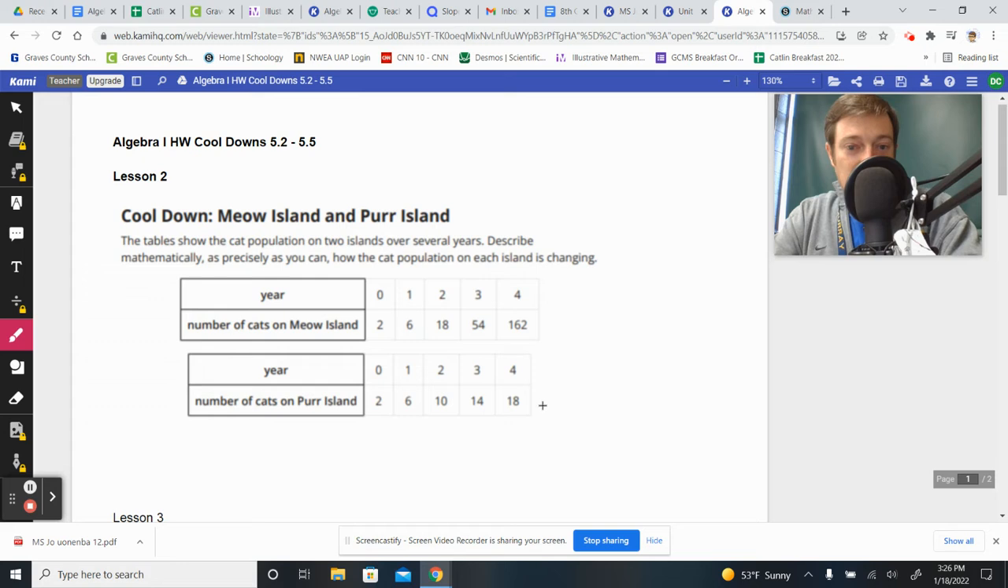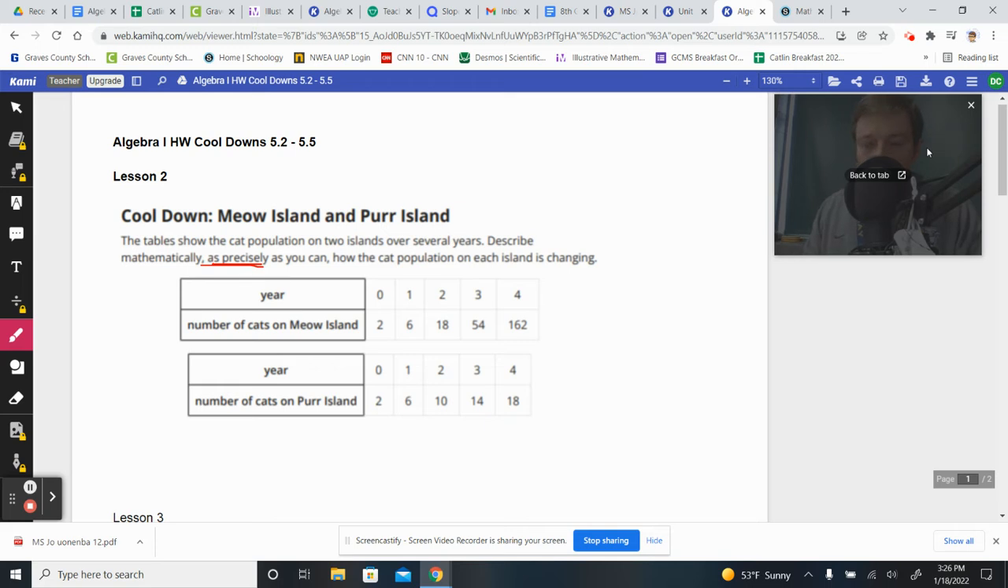There's not as much growth, and so we're looking at the difference between the growth and describing mathematically as precisely as we can how the cat population is changing. So words that we're going to start to throw around are words like exponential, and words like linear, as we're talking about these types of growth. But we can also discuss them in forms of equations that we can write of how we can take the year and get to the number of cats. And that's really what we're shooting for in these problems. So let's start with that.